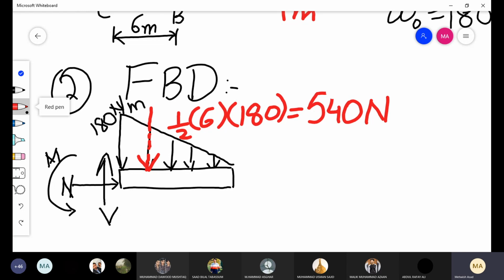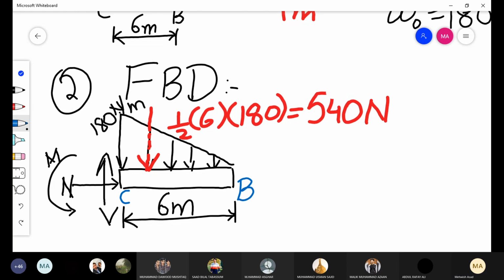This is the free body diagram. On free body diagram, we also need to show the dimensions. So we are going to mark it over here. This is 6 meter. This is point C and this is point B. So the first step was to cut the section, second step was to draw the free body diagram, and third step will be the equations of equilibrium.